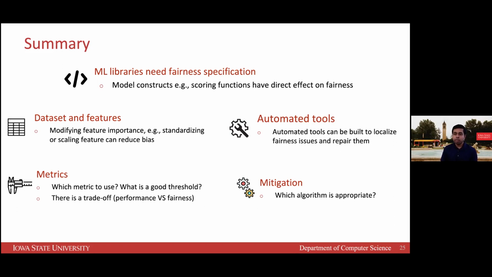Our evaluation also suggests that by leveraging the existing techniques, it is possible to build automated tools to localize fairness issues. Like there are some APIs which are directly causing the fairness bugs. And finally, choosing mitigation algorithms and resolving the trade-off. This is an optimization problem which needs to be solved in the future. So I'll just wait here. If anybody has any questions, then I can take that.